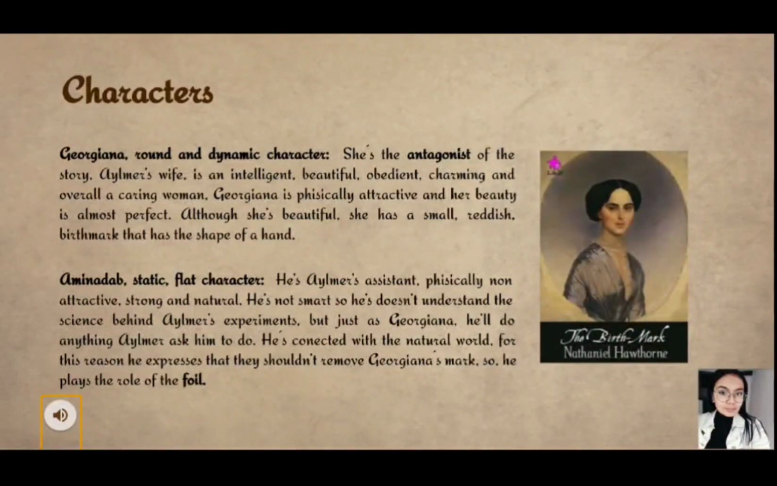The third character is Aminadab. He's a static and flat character. He plays the role of the foil because he's going to contrast with the protagonist. It is because he's really connected with the natural world, and for this reason, he's going to express that they shouldn't remove Georgiana's mark.